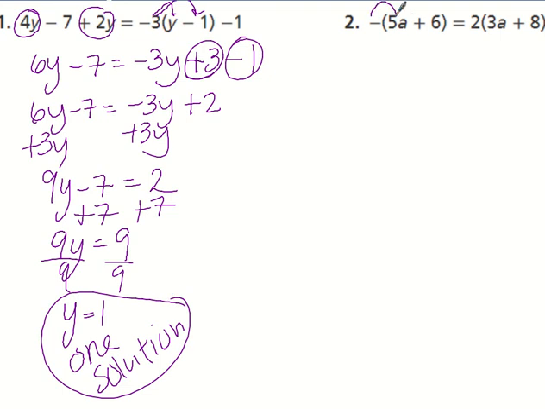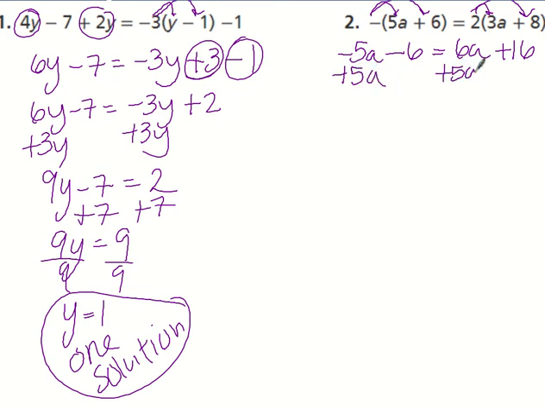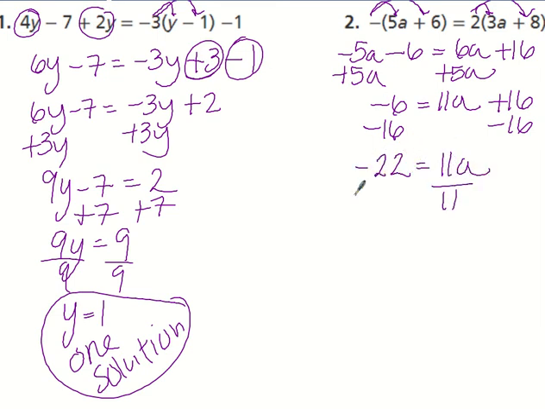All right, double distribute. So we distribute here and here. We can do it in 1. So negative 5a minus 6 equals 6a plus 16. I'm going to add 5a. We get negative 6 equals 11a plus 16, minus my 16. So that's negative 22, 11a, divide by 11. We should have gotten negative 2 equals a.